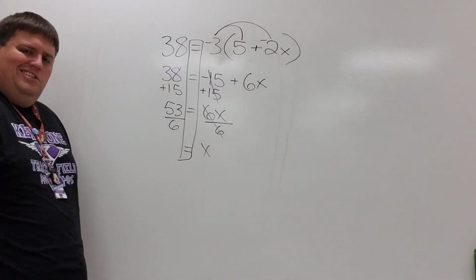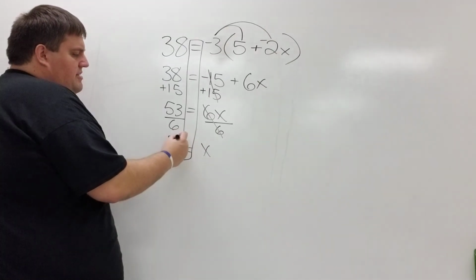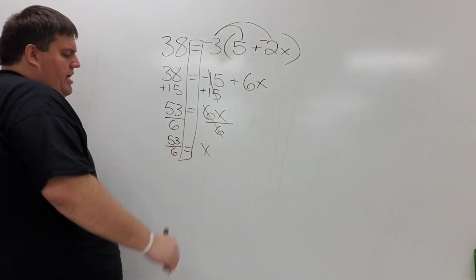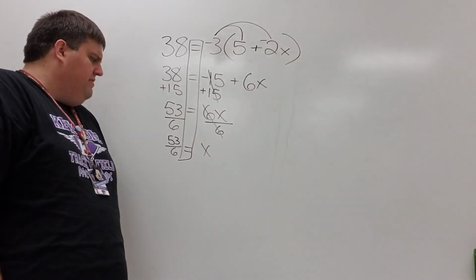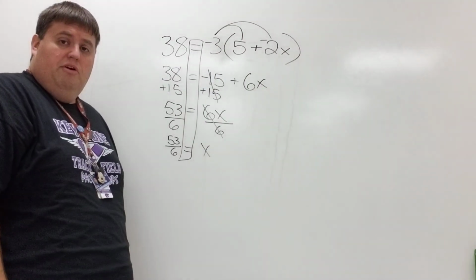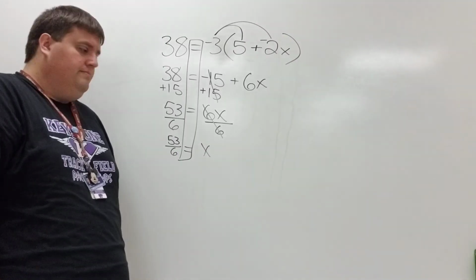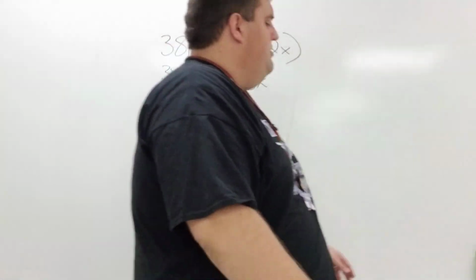53 divided by 6 is going to give me a decimal. I don't want a decimal, so I'm just going to leave it as a fraction. And I don't think that simplifies at all. Nothing goes into 53, I think it's prime. So we're just going to leave it, 53 over 6, and then be done. Rock and roll, cool, let's do another one.